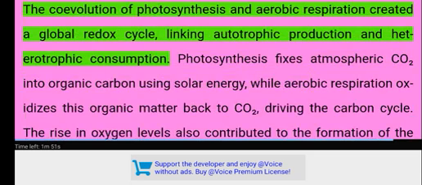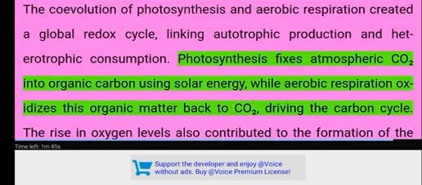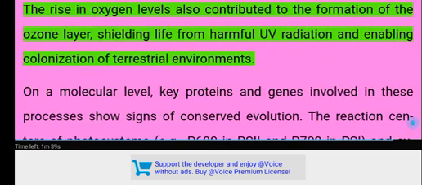The coevolution of photosynthesis and aerobic respiration created a global redox cycle, linking autotrophic production and heterotrophic consumption. Photosynthesis fixes atmospheric CO2 into organic carbon using solar energy, while aerobic respiration oxidizes this organic matter back to CO2, driving the carbon cycle. The rise in oxygen levels also contributed to the formation of the ozone layer, shielding life from harmful UV radiation and enabling colonization of terrestrial environments.